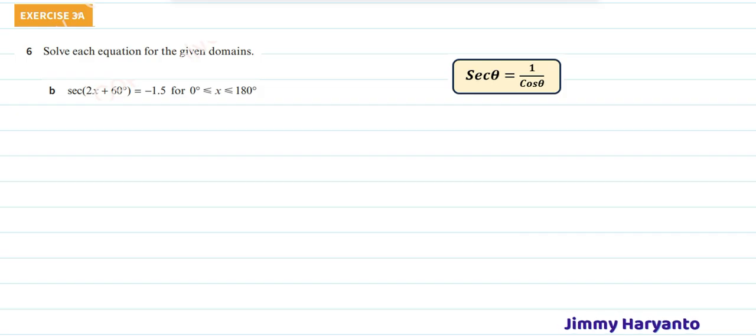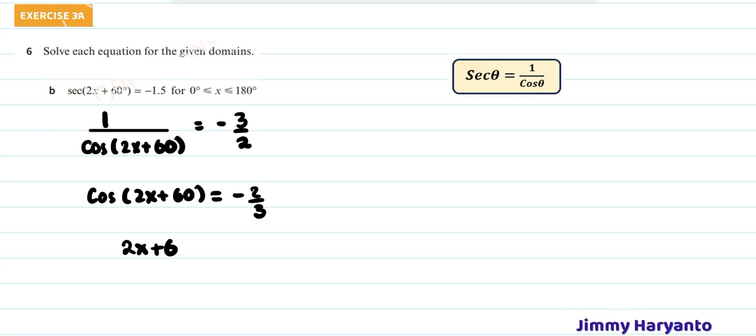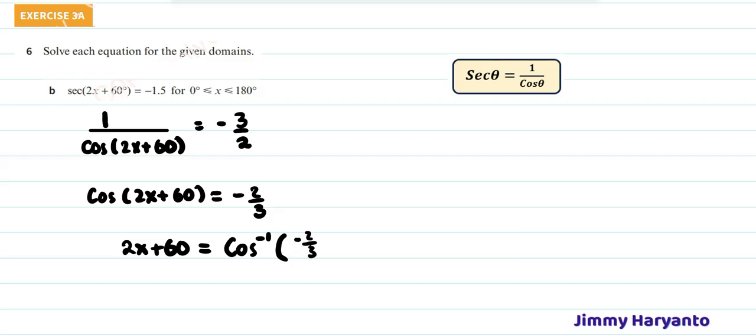Okay, next is the second. For the second I will change it into 1 over cos of (2x plus 60) equals negative 3 over 2. And then after this I will flip the fraction, so cos(2x plus 60) equals negative 2 over 3. And then I will move the cos, so I will have cos inverse of negative 2 over 3. Okay, and then I will use the calculator.